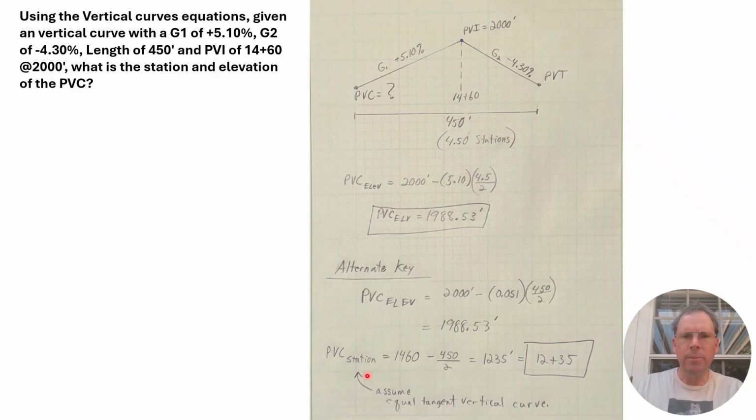And then to get the PVC station, I took the 1460, the full length, minus the 450 divided by 2 this time, and got 1235. I went ahead and put stations 12 plus 35. And once again, you're going to assume an equal vertical curve.